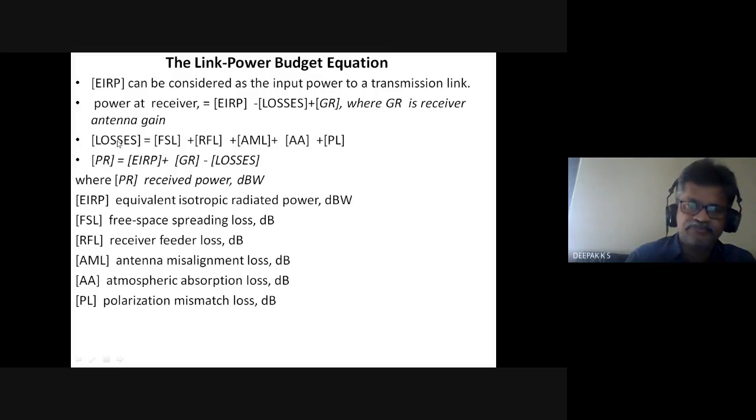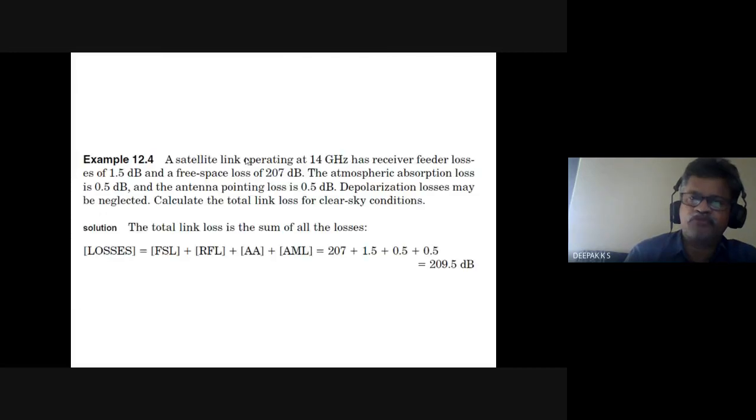And losses, we saw FSL, free space loss, plus the receiver feeder loss, plus antenna misalignment loss, atmospheric absorption loss, and polarization mismatch. All these losses you add and put as one loss. So here PR is the received power in dBW, EIRP is the effective isotropic radiated power, and all these are the different losses which are added together. So this is one chain in which you have calculated PR, and we need to go further.